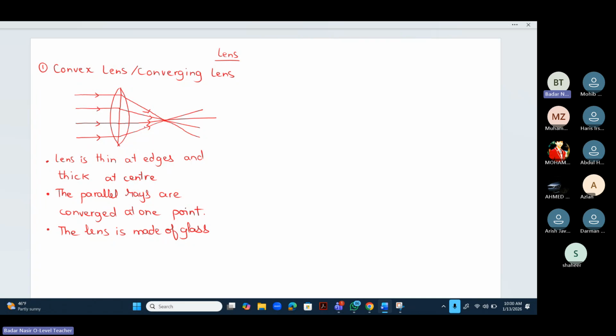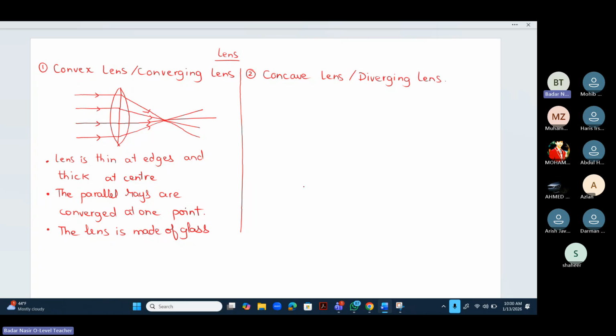Now, if this is your convex or converging lens, let's quickly talk about a concave or a diverging lens. And which phenomenon does it follow? It follows the phenomenon of refraction. Okay? So refraction is taking place. So the second type of lens we have is a concave lens, also called a diverging lens.